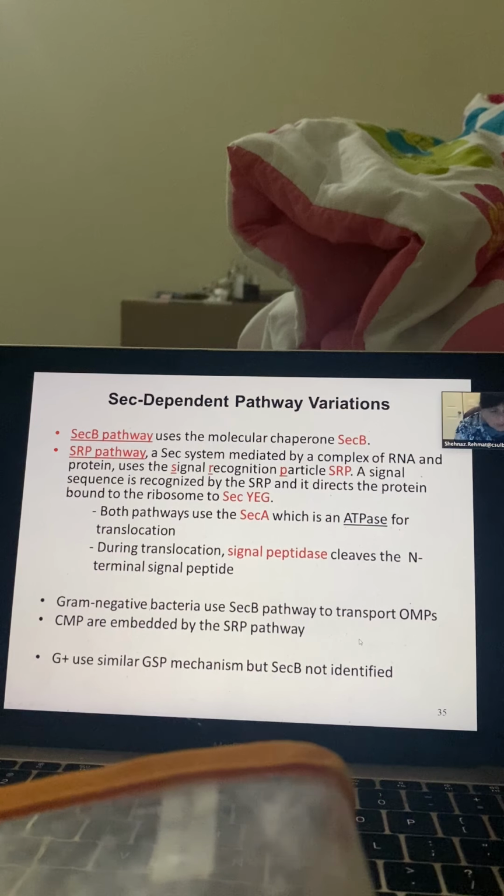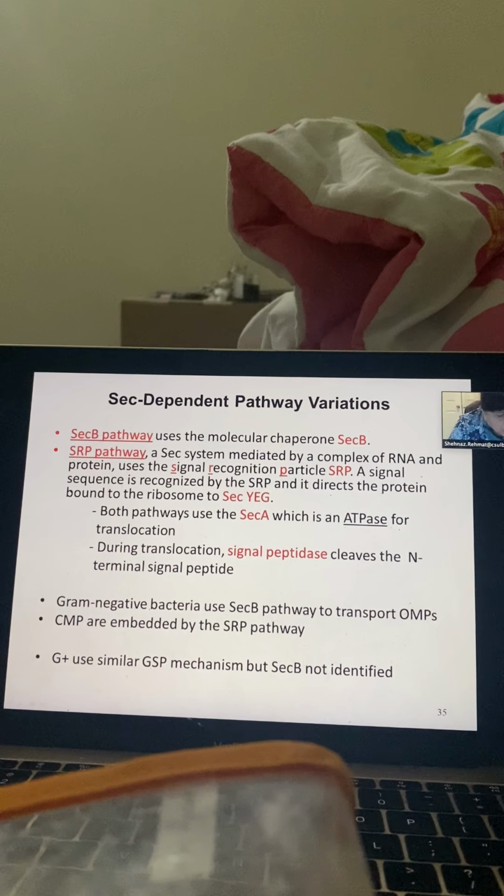So what I'm trying to say is it's not exclusively that one bacterium will use only SEC-B and not use SRP, but even within the same cell, different pathways can be used to take the protein up to the cytoplasmic membrane or take the protein up to the outer membrane. In gram-positives also, such GSP mechanisms have been noted, but the SEC-B has not been identified.